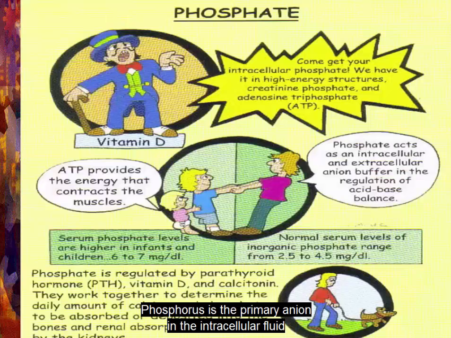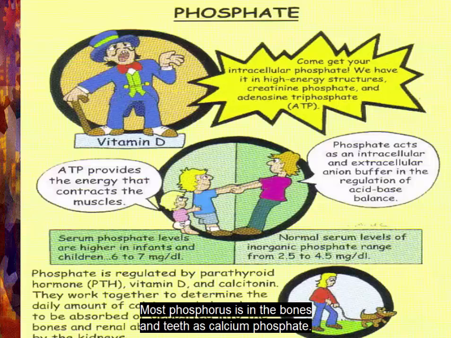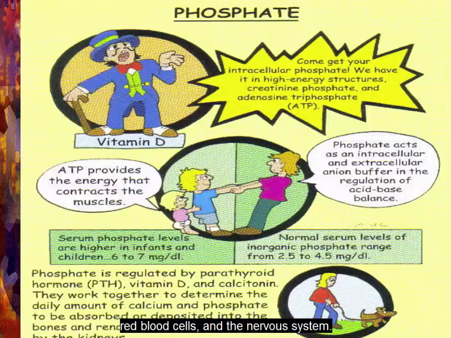Phosphorus is the primary anion in the intracellular fluid and the second most abundant element in the body, second to calcium. Most phosphorus is in the bones and teeth as calcium phosphate. The remaining phosphorus is metabolically active and essential to the function of muscles, red blood cells, and the nervous system.